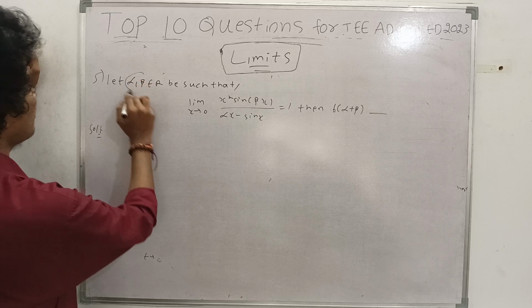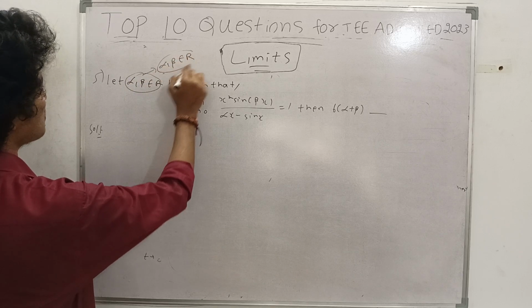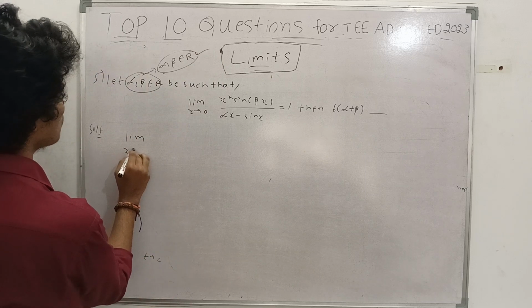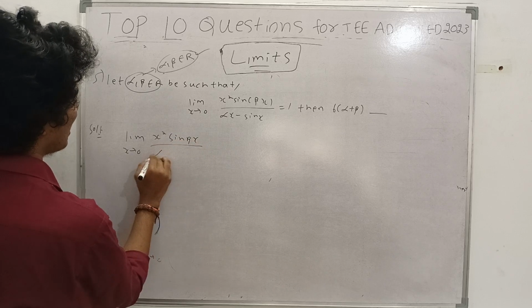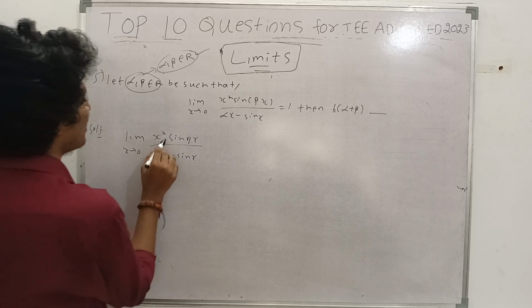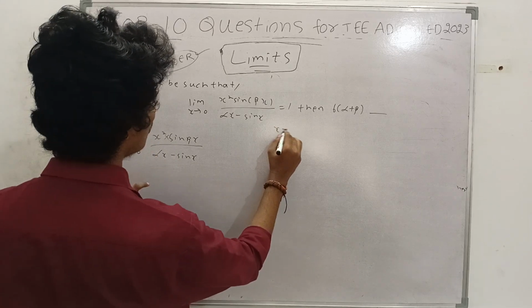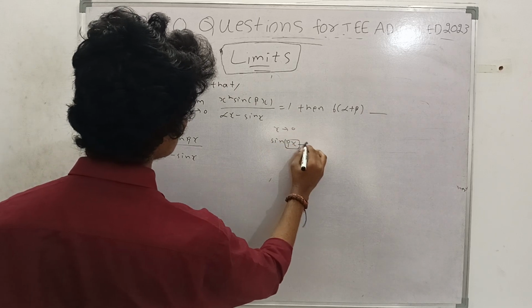Let alpha beta belongs to R. So alpha beta belongs to real numbers, such that they given this relation, limit x tending to 0 x square into sine of beta x divided by alpha x minus sine x. So you can observe carefully, in the numerator it is the product and x is tending to 0. When x is tending to 0, sine beta x, this beta x tending to 0.